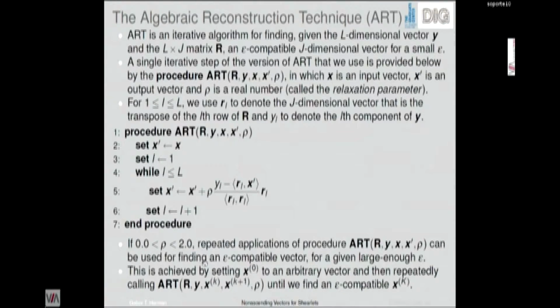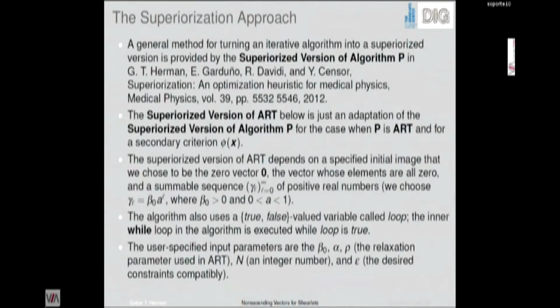And there's a mathematical theorem that if you choose rho to be strictly between 0 and 2, then repeating this procedure again and again, you will get from any point arbitrarily near to a solution if there is one. And therefore, if you stop the process when you get within epsilon, then in a finite number of steps, you get an epsilon compatible solution. So this was a feasibility approach.